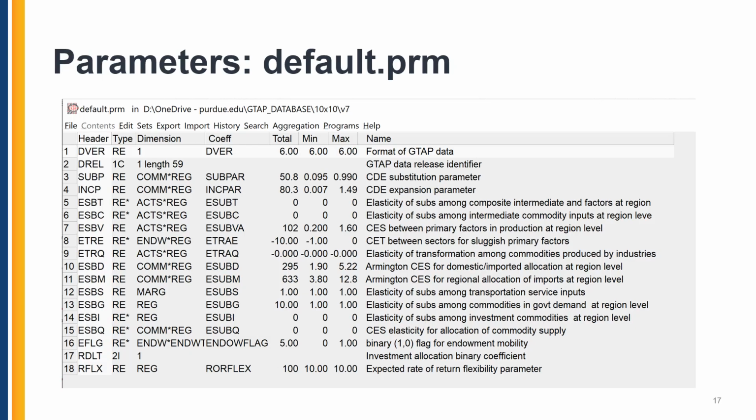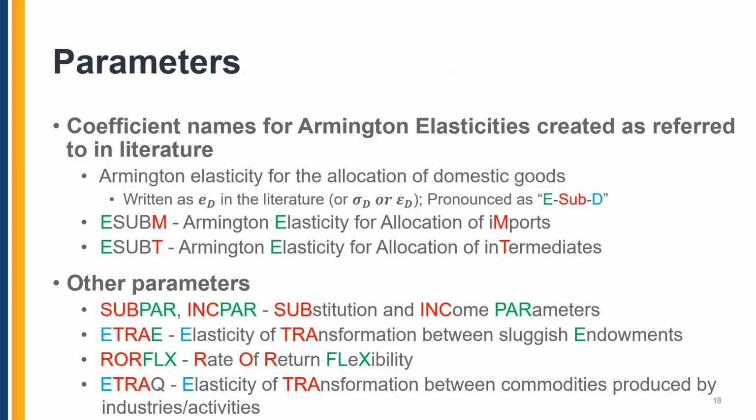Let's now turn briefly to the parameter file. This is only relevant if you are using the model and not just the database. For parameters, the coefficient names are created as they might be spoken. The most common type of parameters are Armington elasticities. For example, the Armington elasticity for the allocation of domestic goods may be written in the literature as E subscript D, which when spoken, is E sub D.